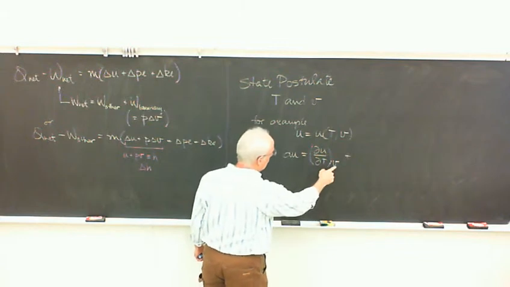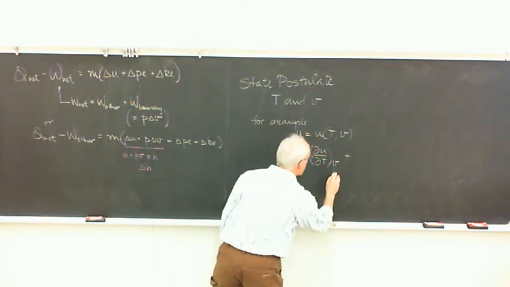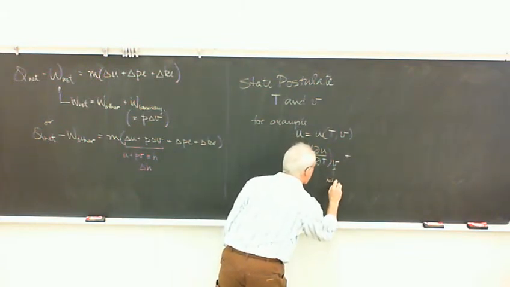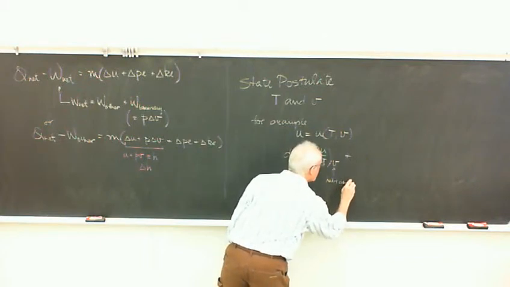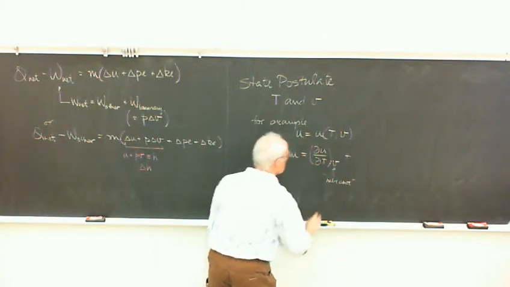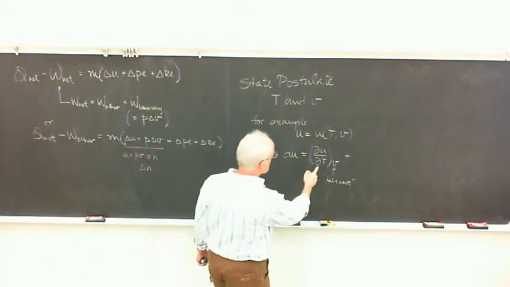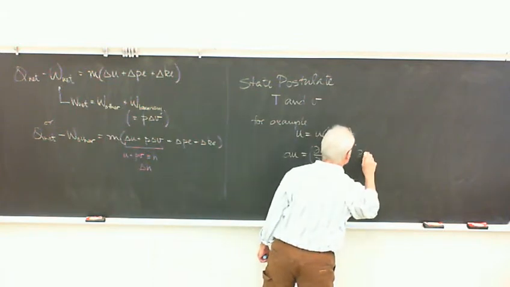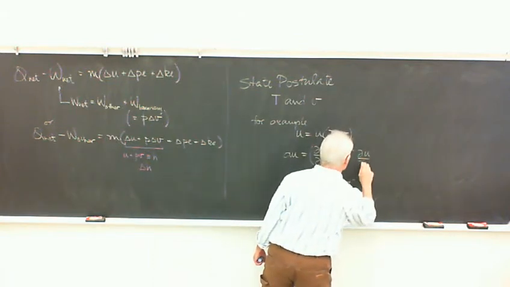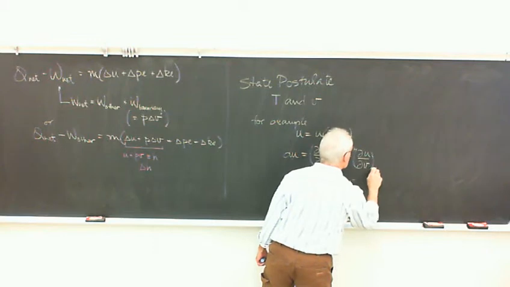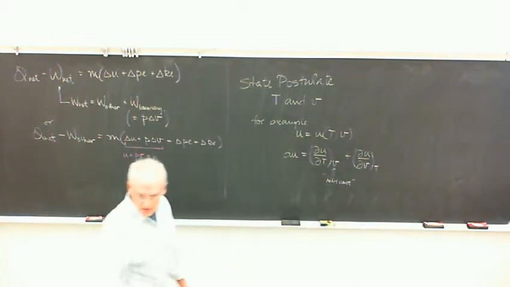So we hold one of the variables constant. I'll show what I mean by held constant in a second, and differentiate with respect to the other, and then redo it for the other combination. So we have those two.